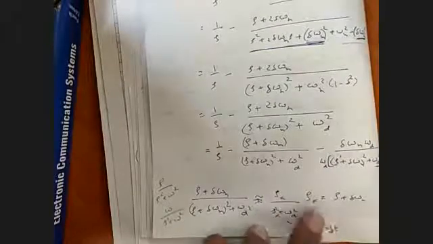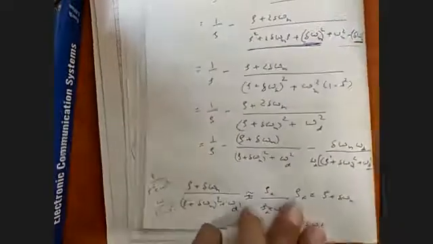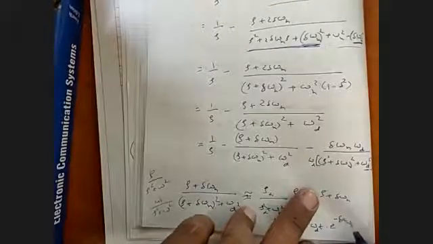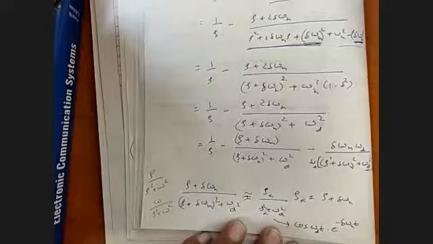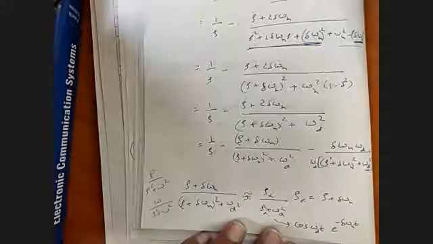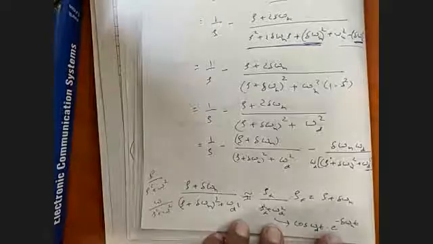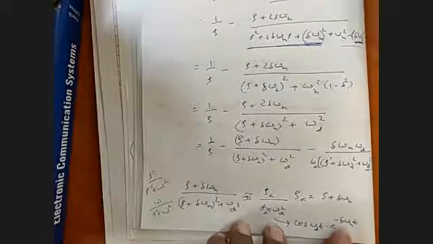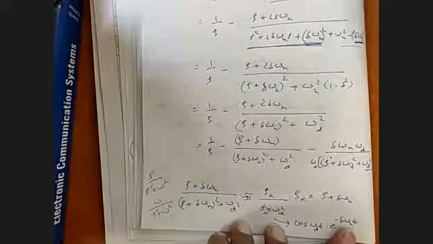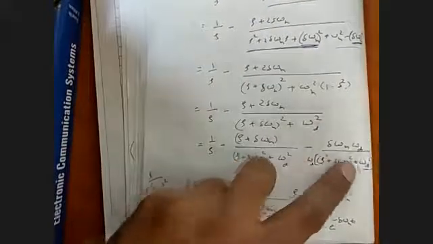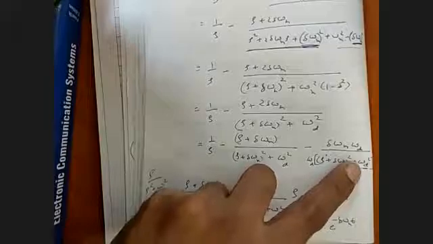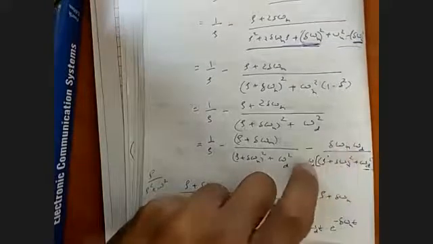And because I have put s equal to s plus delta omega n, that will be e raised to power minus delta omega n t. Because we multiply it with the exponential term, it is e raised to power minus delta omega n t cos omega d t. Similarly, this will become omega upon s square plus omega square, so that is sin omega d t.